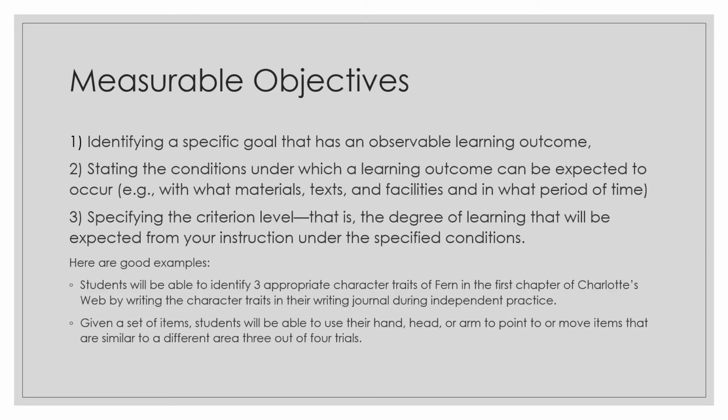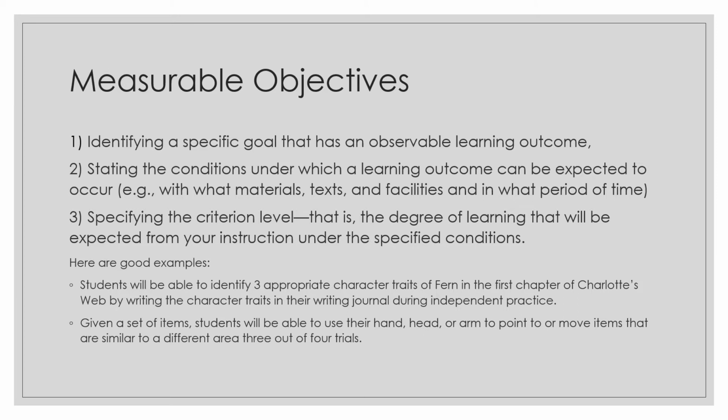Let's review measurable objectives. The first step is to identify a specific learning goal that has an observable learning outcome. That means we have to be able to see it so that we can collect data on it. You cannot say the student will learn or understand or know, because we can't see learning, we can't see understanding, we can't see knowing. Instead, we're going to infer that by behaviors.